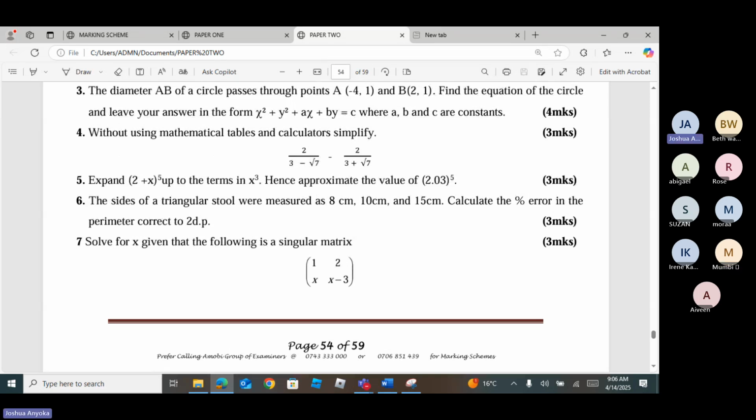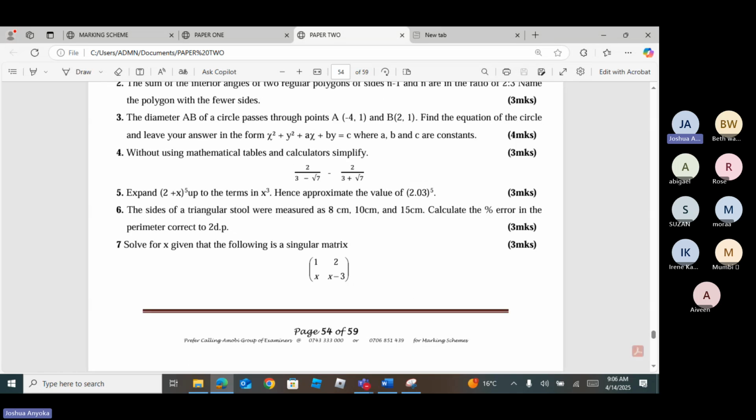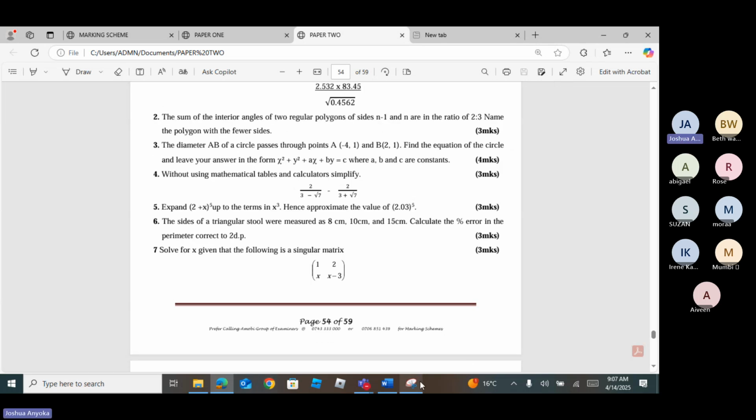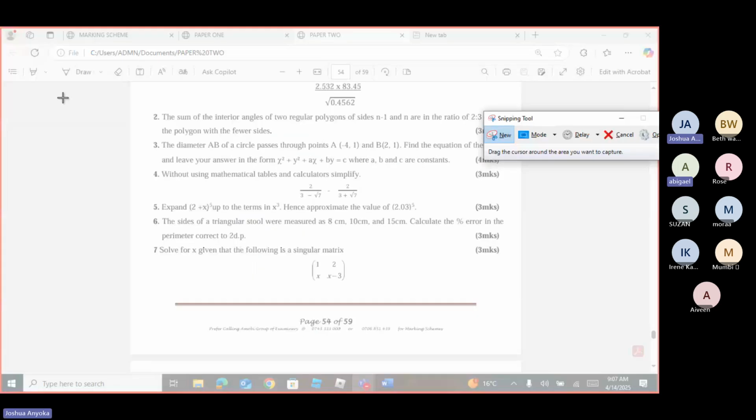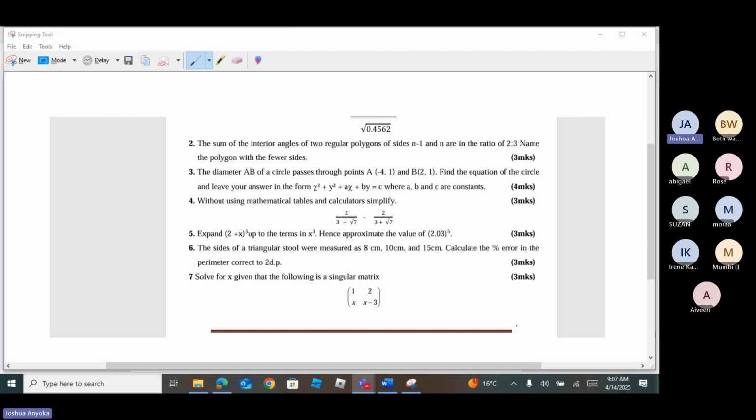Now I want us to relate the two, not just work it out. We are told expand 2 plus x to power 5 up to the term x to power 3. Approximate the value of 2.03 to power 5. I want you to see that we are expanding it with 2, and the first term does not have the x, the unknown. So where are we supposed to work up to? I want you to relate the two before we even expand.